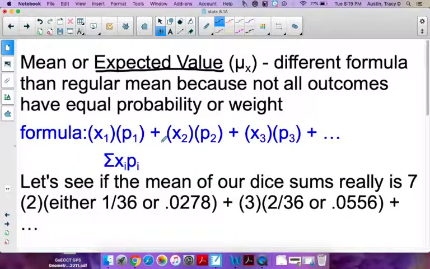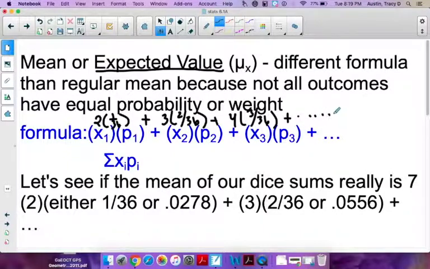Now, if you had to show work for this on an open response question, you would show 2 times 1 out of 36 plus 3 times 2 out of 36 plus 4 times 3 out of 36. I don't want to write down 11 outcomes, so you use ellipses, and you go all the way to the end: 11 is 2 out of 36, plus 12 is 1 out of 36. That would be enough work to show you're setting up to find your expected value, adding everything from 2 all the way to 12 with their probabilities.